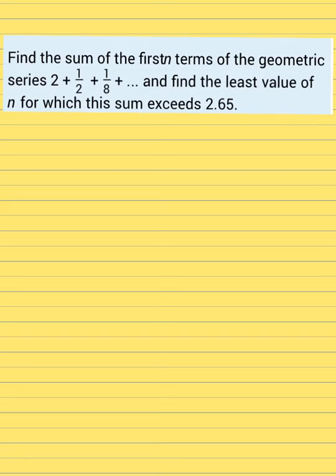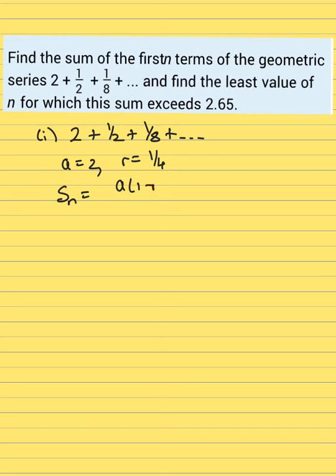In this question, we're first asked to find the sum of the first n terms of a geometric series. The geometric series is 2 plus a half plus an eighth and so on. Clearly a, the first term is 2. The common ratio is a quarter, because that's what you multiply 2 by to get a half. The general formula, the term is Sn is a times 1 minus r to the n over 1 minus r.